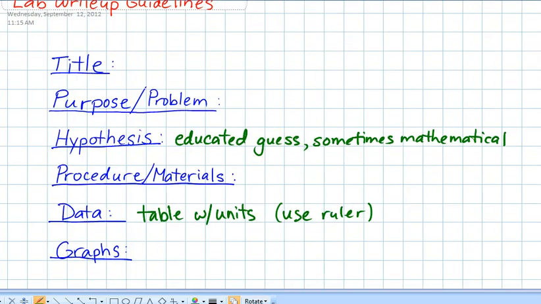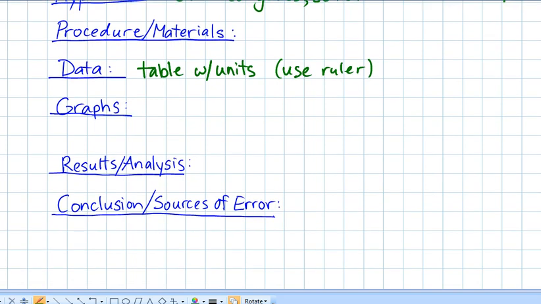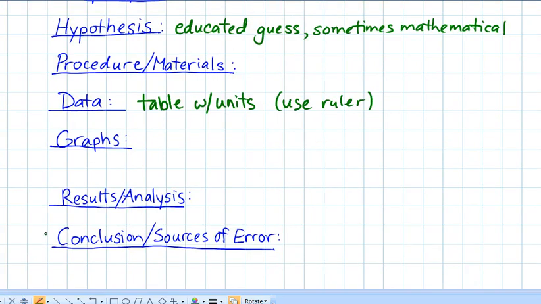The next major component are your results and analysis. So this varies depending on the lab, but this is where you state what the data is doing as seen by the graphs. Usually there are questions to answer, and again, this varies from lab to lab. And finally, you will have some sort of conclusion, and the idea behind the conclusion is that you take your data and you go back to the hypothesis. Was it confirmed? And then this is also a place to talk about sources of error.